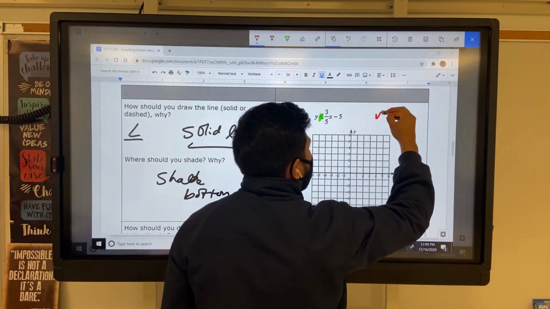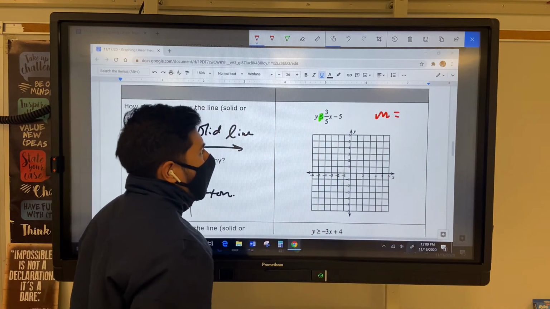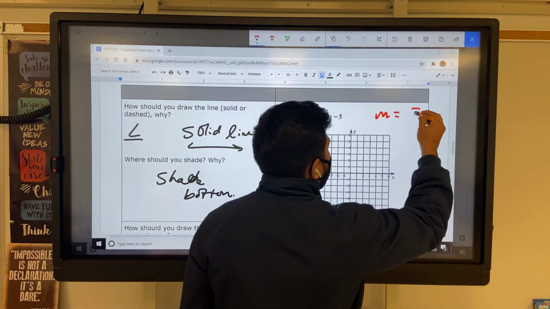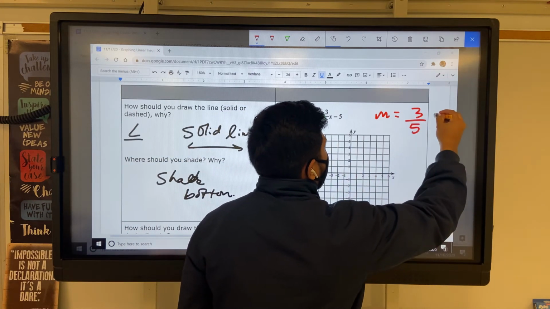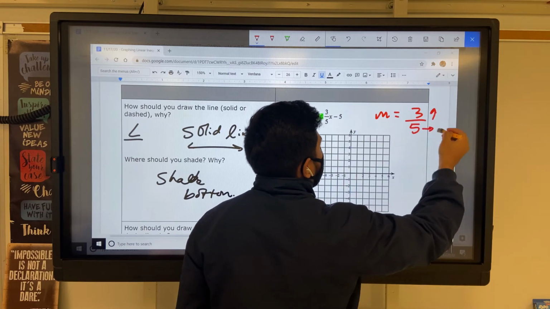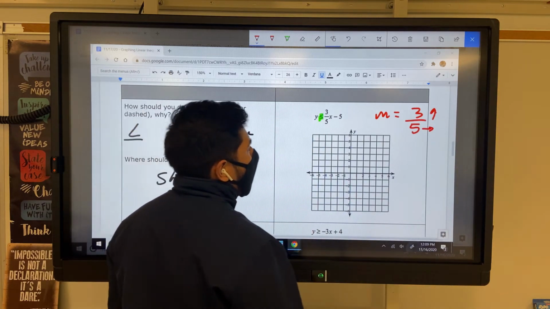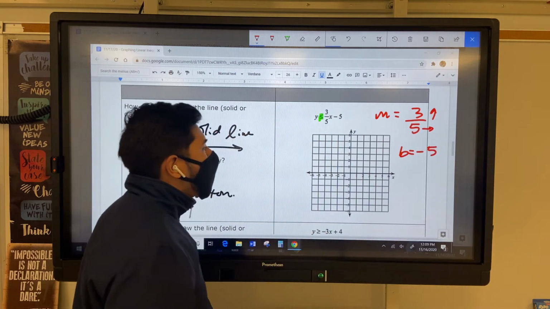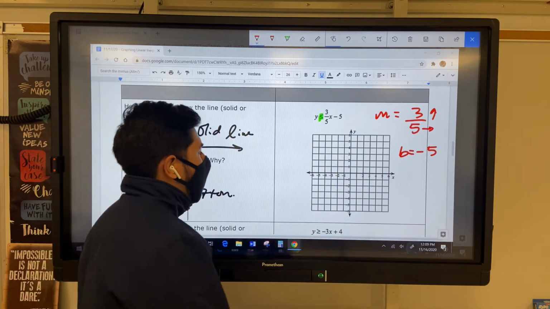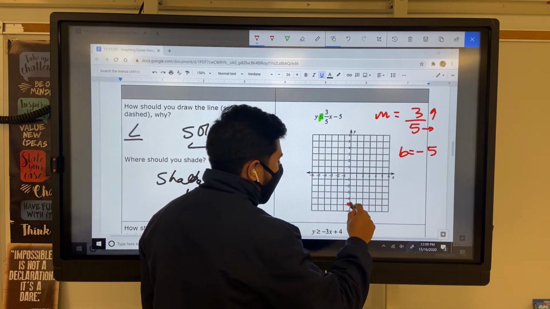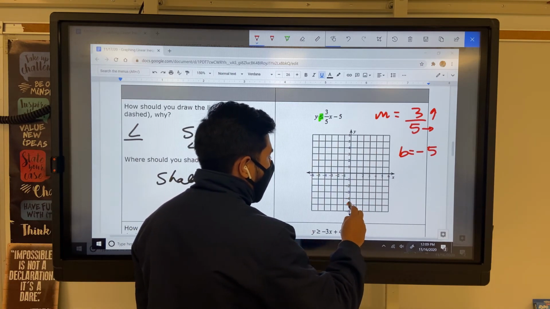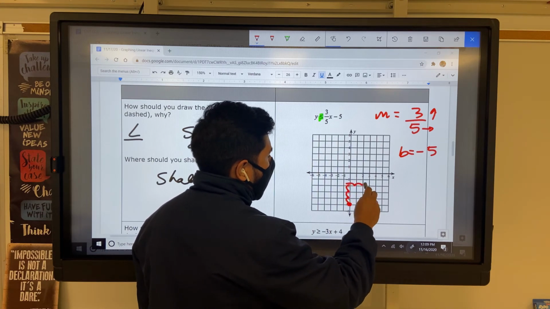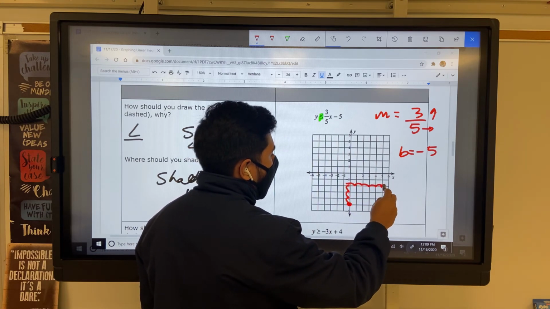Right here, my slope. Hopefully we should be able to identify my slope right in front of the x. It's my m value, 3 over 5, which is positive. That means I'm going up and to the right. After that, my b value is -5. So let's graph. -5 is my y. Up 3, 1, 2, 3. 5 to the right, 1, 2, 3, 4, 5.